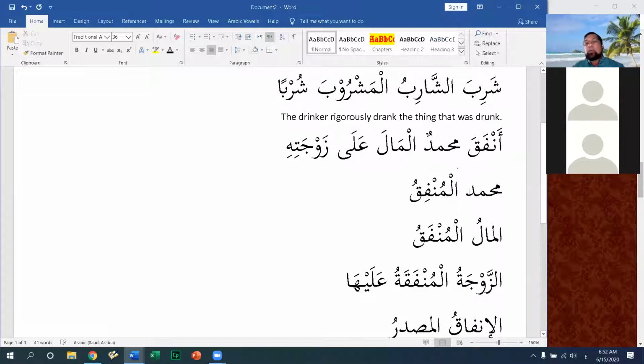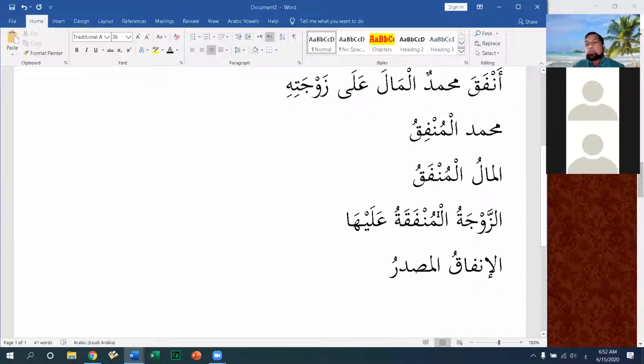محمد المنفق. Same way we'll say محمد المنفق, sorry. محمد المنفق. Muhammad is the one who did the spending. المال المنفق. So the wealth is the thing that was spent.